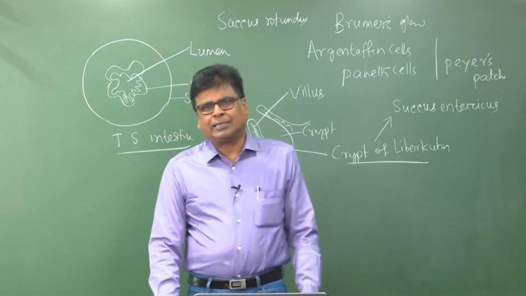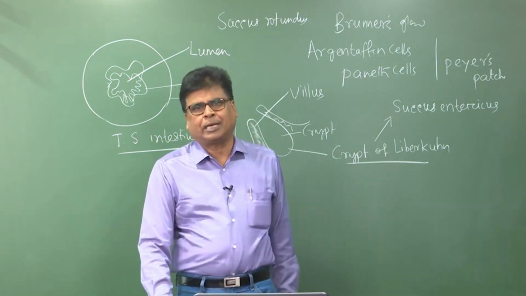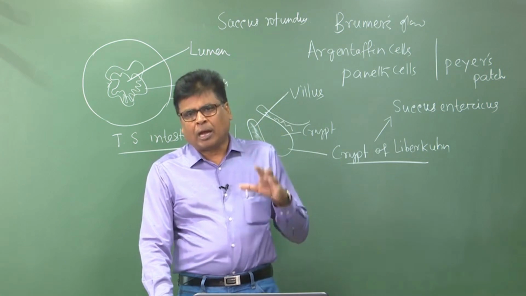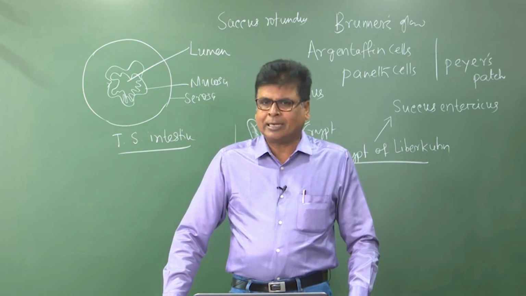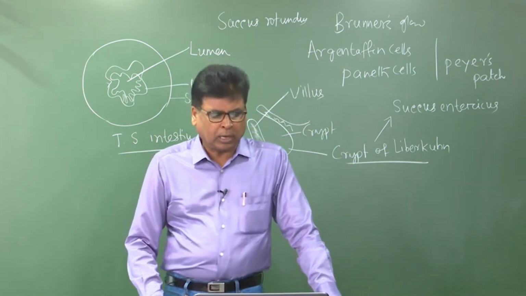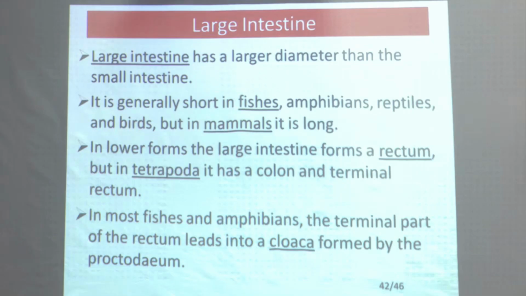So, now the large intestine. This is all about the small intestine of the mammal. I am telling the details of the large intestine and small intestine separately for mammal. Okay. So, now come to the large intestine. The large intestine has a larger diameter than the small intestine. It is generally short in fishes, amphibia, reptiles and birds, but in mammal it is long. In comparison to the other tetrapods, in lower forms the large intestine forms the rectum, but in tetrapods it has colon and terminal rectum.